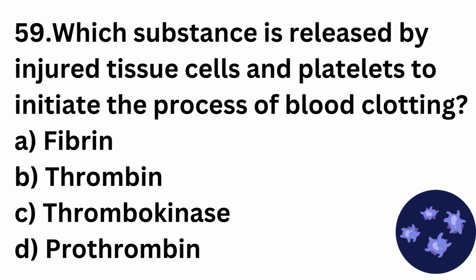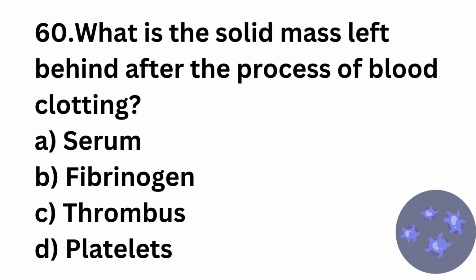Which substance is released by injured tissue cells and platelets to initiate the process of blood clotting? Is it fibrin, thrombin, thrombokinase, or prothrombin? The option is thrombokinase. Blood clotting, this process involves many steps, so you should remember all these terms properly.